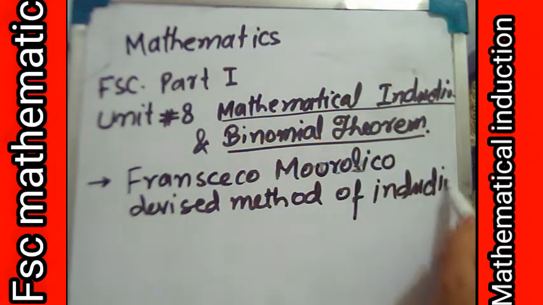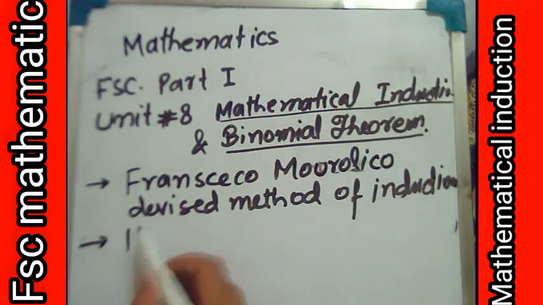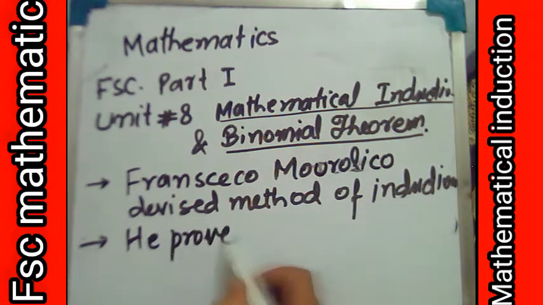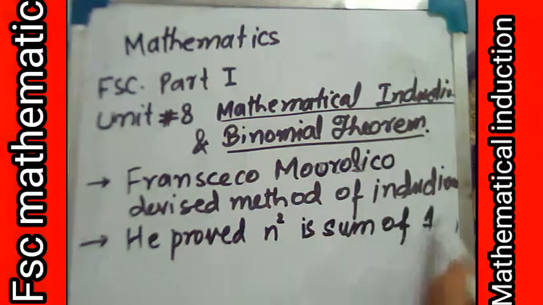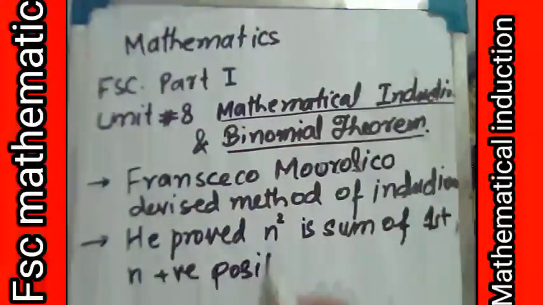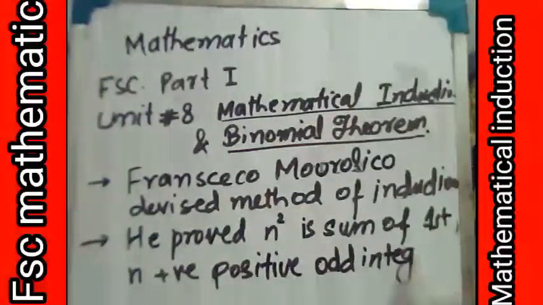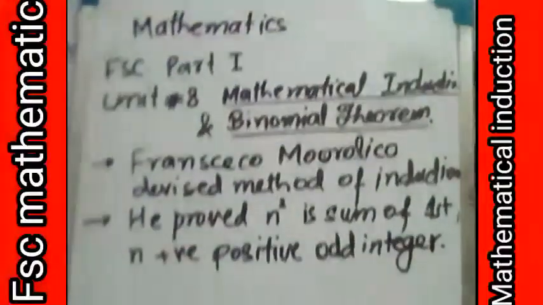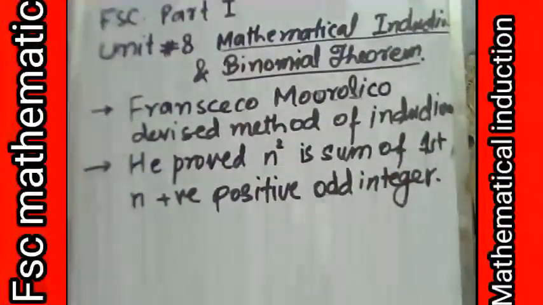What did he use it for? He proved that n square is the sum of the first n positive odd integers. So the sum of the first n positive odd integers is n square.